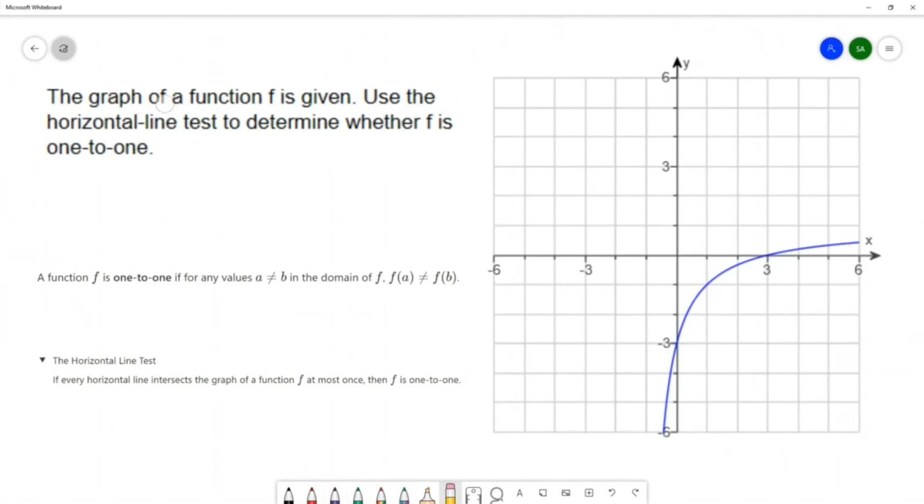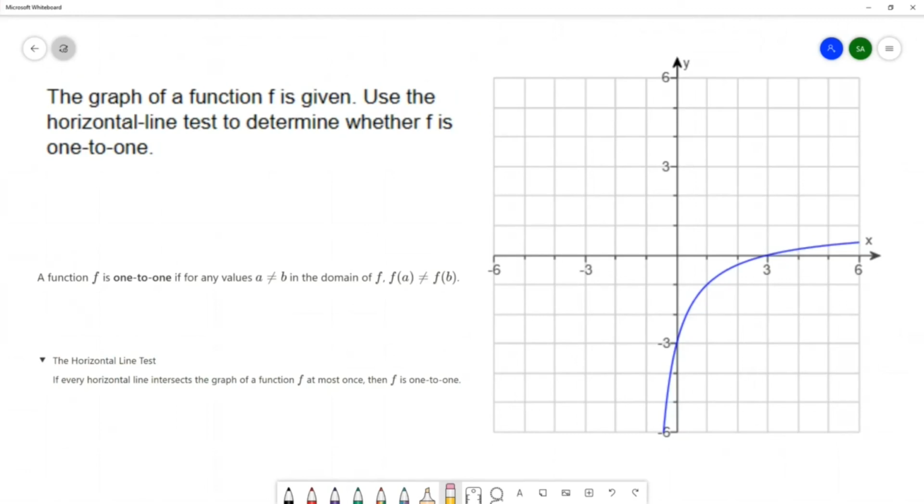The graph of a function f is given. Use the horizontal line test to determine whether f is 1 to 1. So we're given this graph here on the right, and we want to know if this graph is a 1 to 1 function using the horizontal line test.